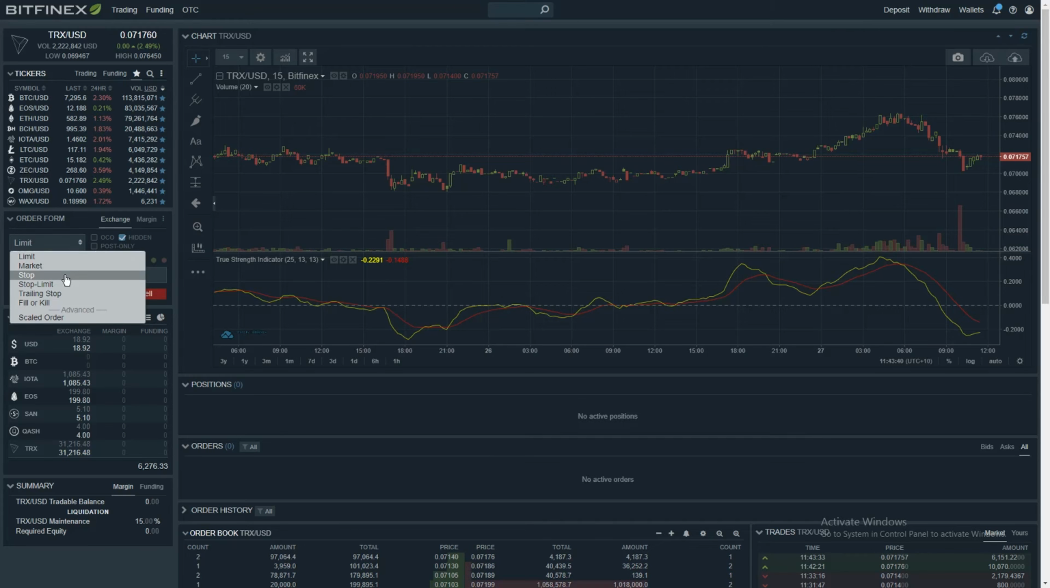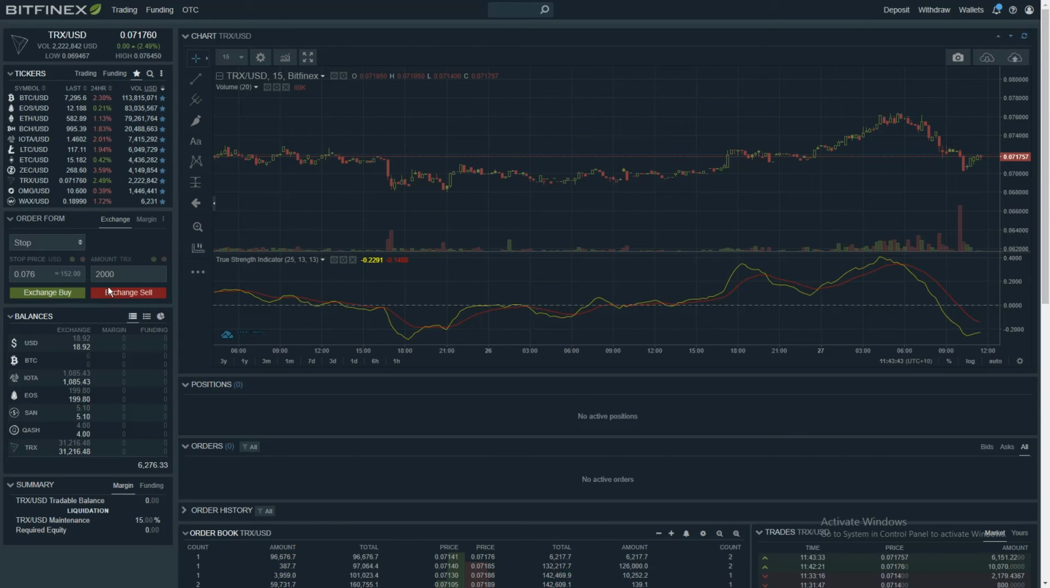Alrighty, so moving on to stop orders. Now, stop orders are very, very important. Stop orders will help you minimize your losses in the system. So let's say, for example, right now we're trading at 0.071 cents per TRX. Now, let's say I'm not comfortable if this drops anywhere below, look, the market hasn't dropped below 0.68 in quite a while. If the market drops below 0.68, maybe something bad has happened. So I'm going to set myself a stop point there.